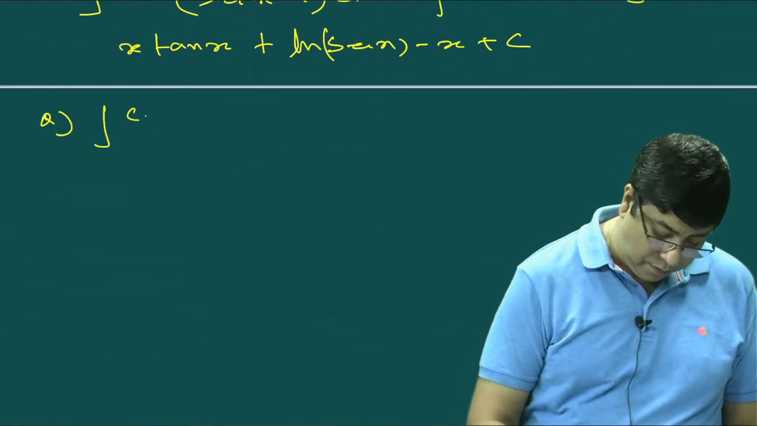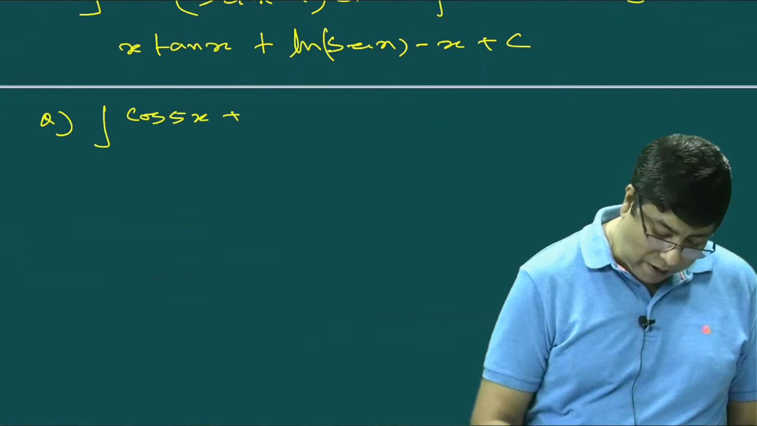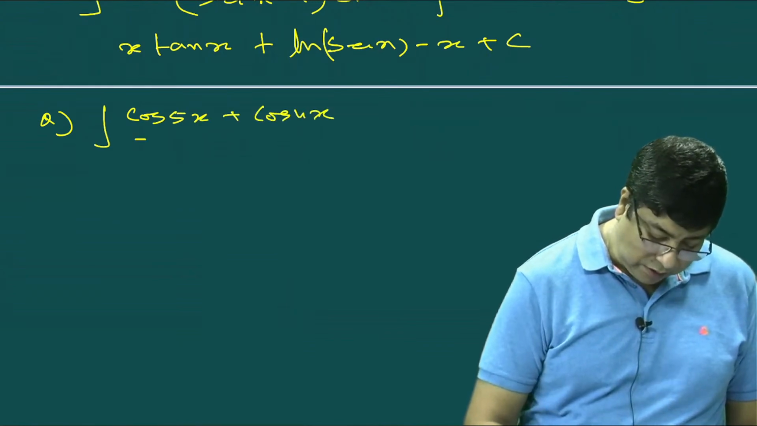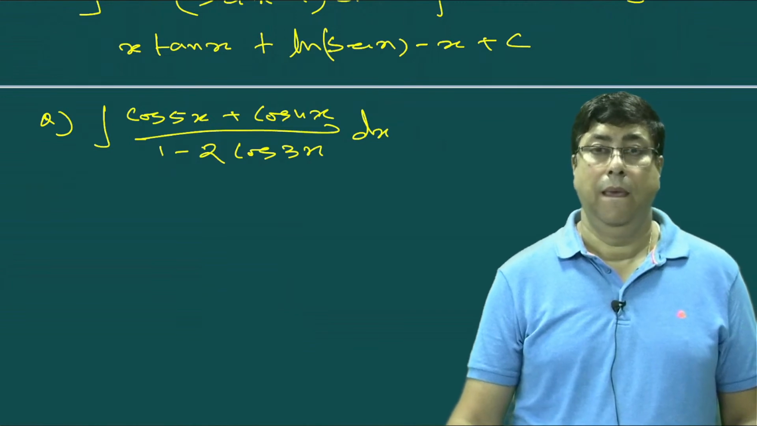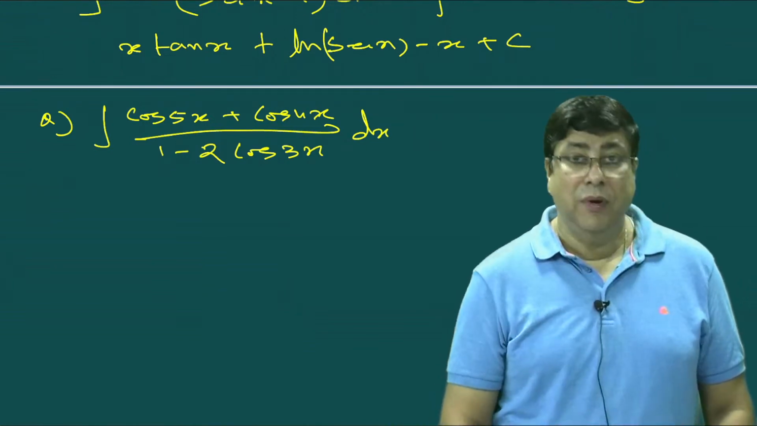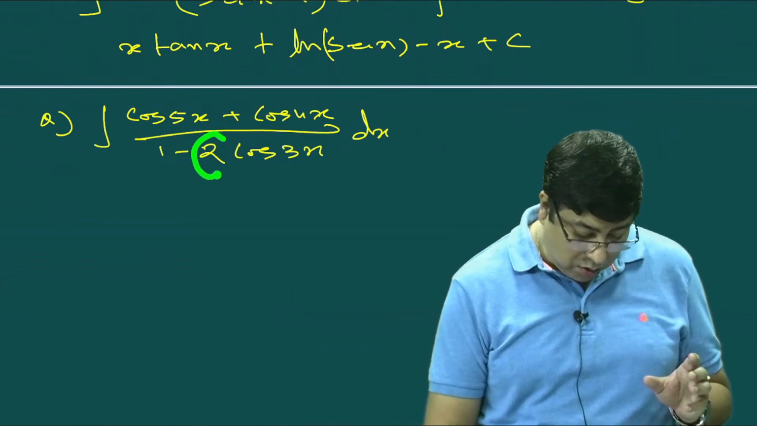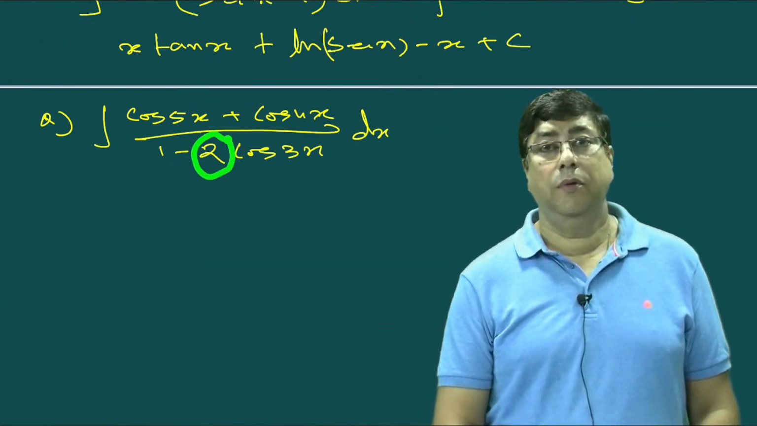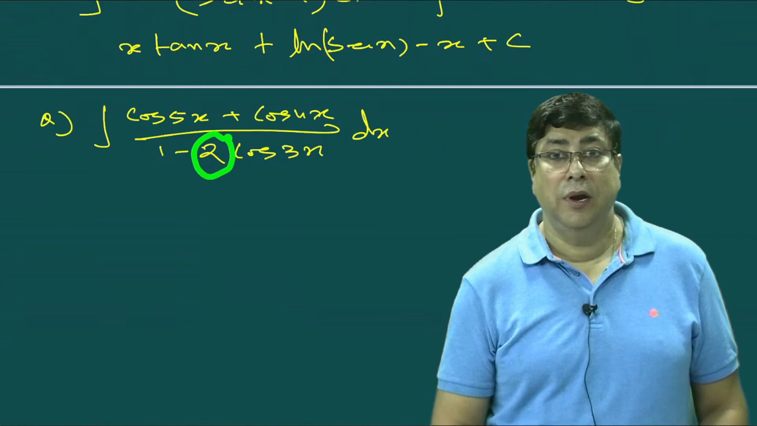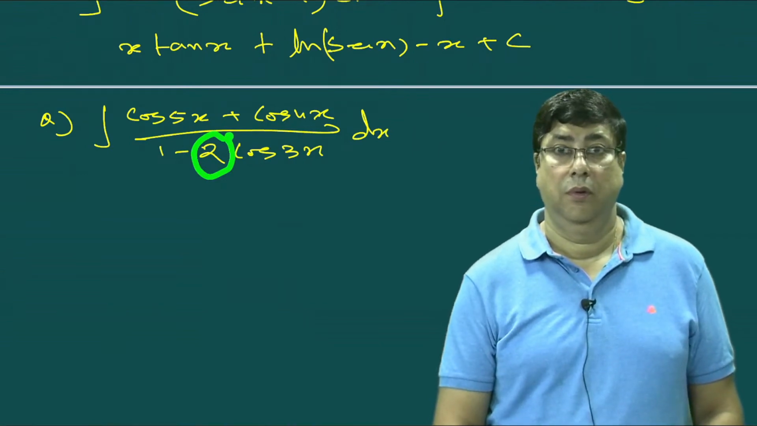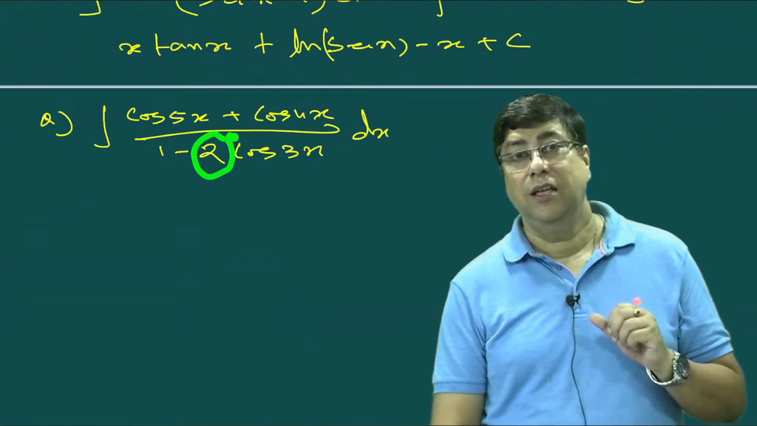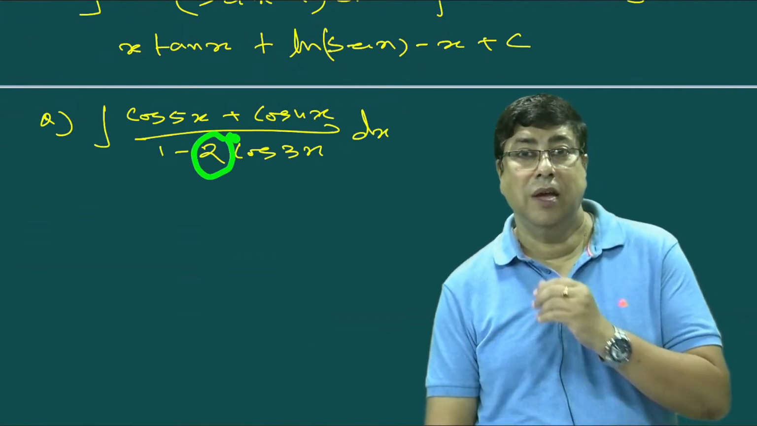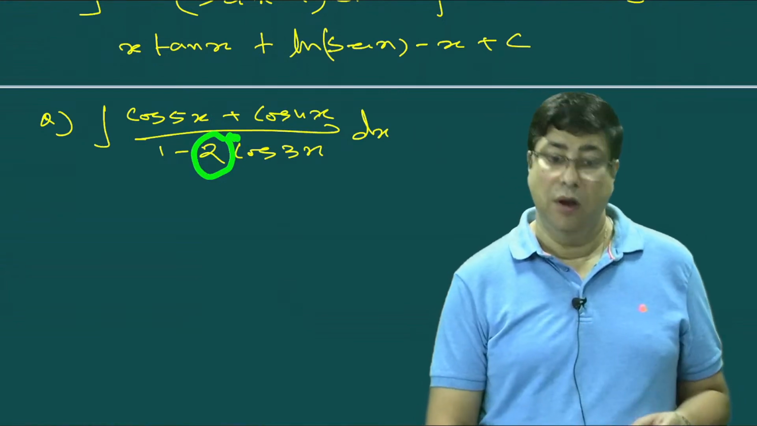One more sum. Cos 5x plus cos 4x, total divided by 1 minus 2 cos 3x. What to do, everybody? Just see one thing. Anyhow we need to absorb the denominator. How to absorb the denominator? Which triple angle formula? Just digest the denominator: 2 sin theta cos theta is sin 2 theta, which digests the 2.